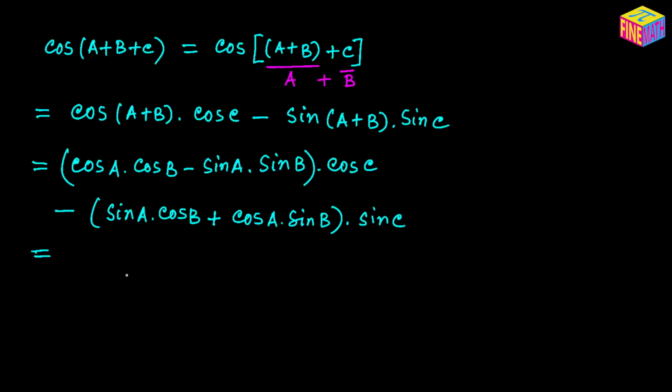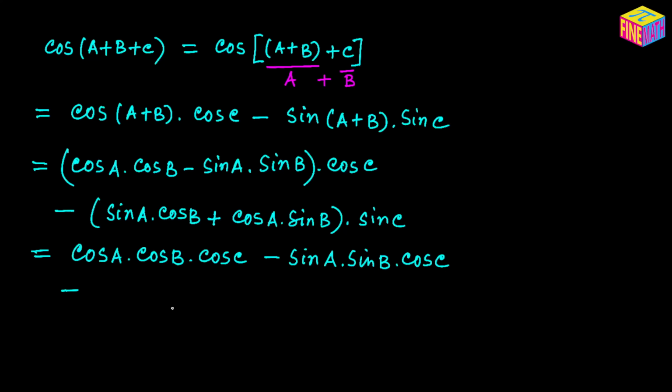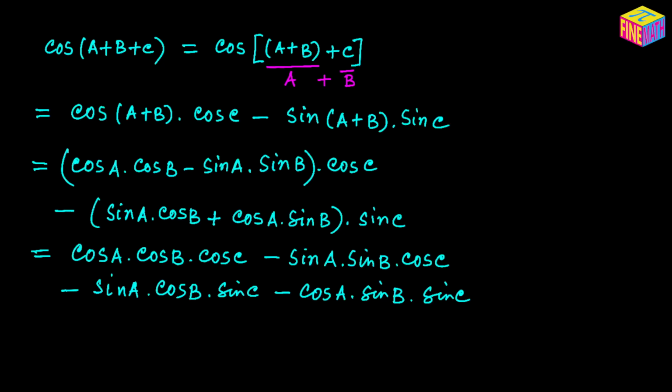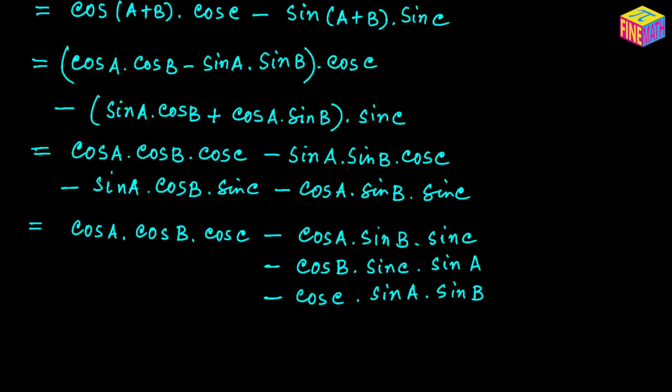So when you remove the first parenthesis, we have to multiply each term by cosine of c. Now let's remove the second parenthesis. There again we have to multiply each term by sine of c. And if we rearrange a little bit, we can write it like this. And that is the value of cosine of a plus b plus c.